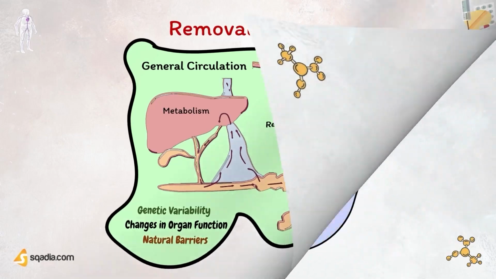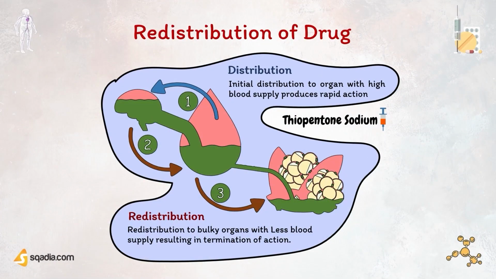Now, the next we have is redistribution of a drug. Now, redistribution is one of the factors that can affect drug distribution in the body. Redistribution refers to the movement of a drug from one tissue compartment to another after it has been distributed throughout the body. The extent and rate of drug redistribution depends on several factors, including the physiochemical properties of the drug, the biological barriers that it must cross, and the blood flow to various tissues and organs.